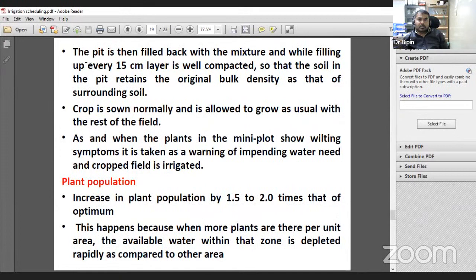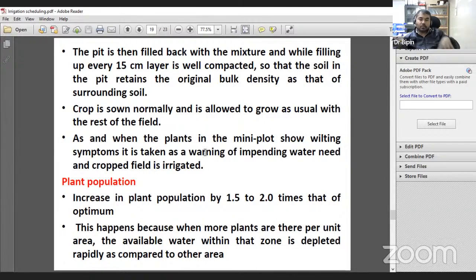This is the procedure written here. The pit is then filled back with the mixture, and while filling, every 15 centimeter layer is well compacted so that the soil in the pit retains the same bulk density as the surrounding soil. Crop is sown normally and allowed to grow as usual with the rest of the field. The same practice you follow in the field, you follow in this pit also. When the plant in the mini plot shows wilting symptoms, it is taken as a warning of impending water need and the crop field is irrigated.